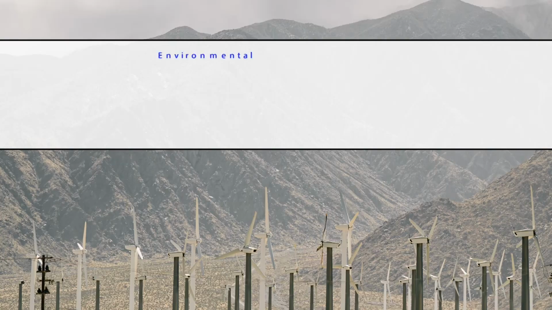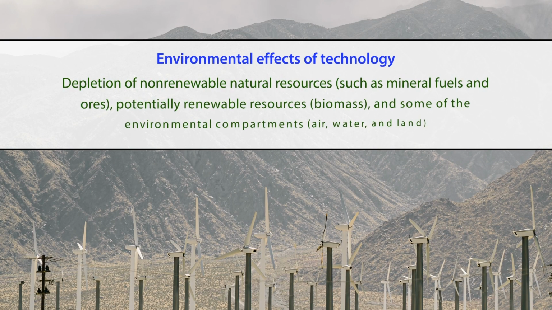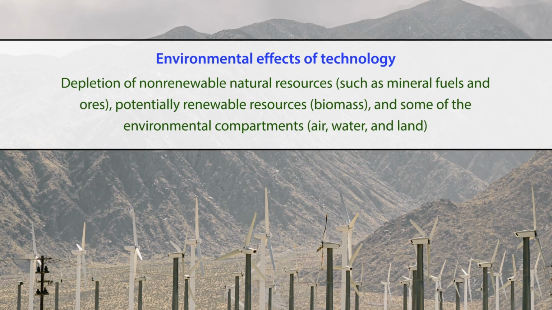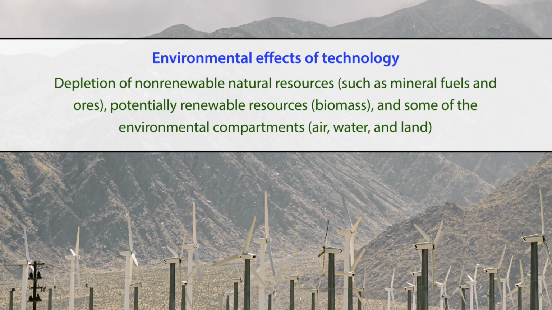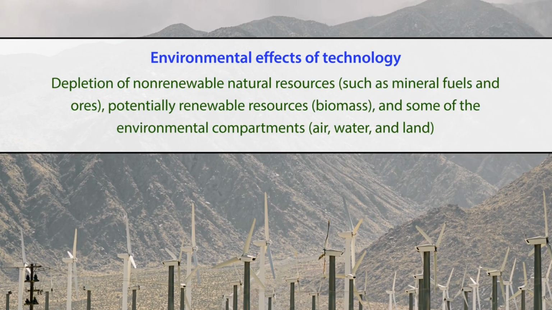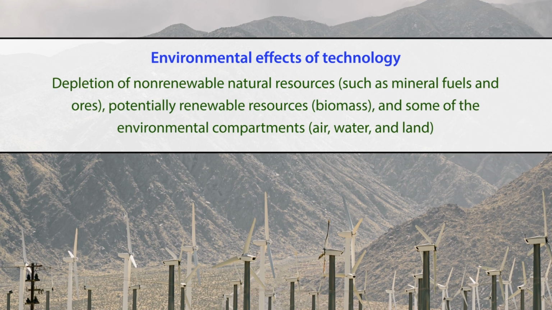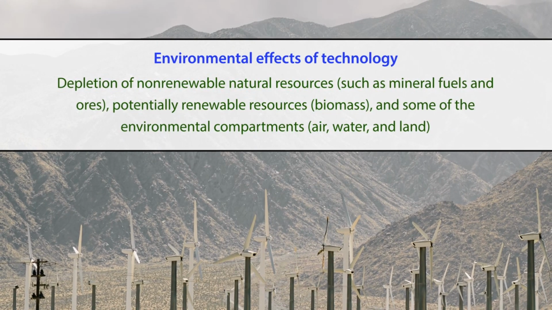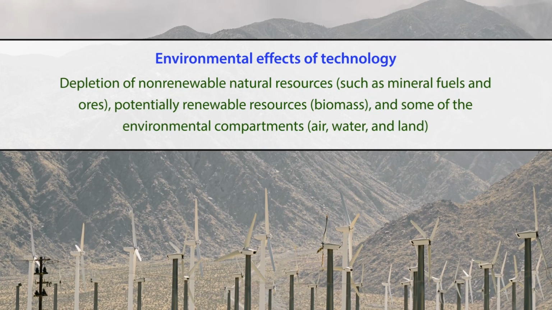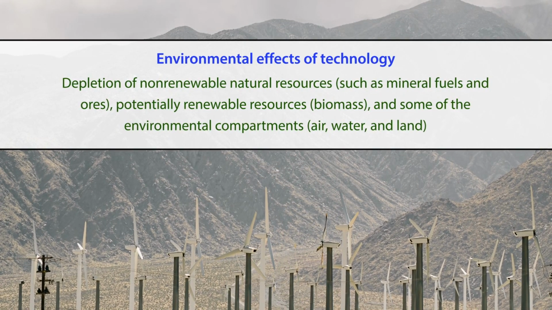Now, the environmental effects of technology usually are depletion of non-renewable natural resources such as minerals, oils, fuels and ores, and potentially renewable resources also, like biomass. And some of the environmental compartments are also depleted or affected, such as air, water and soil.